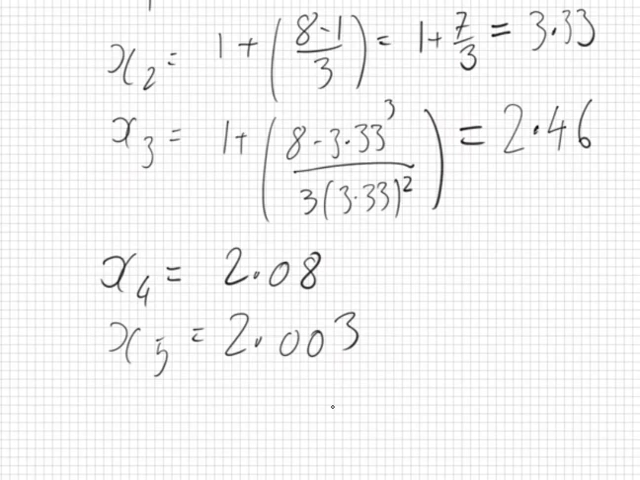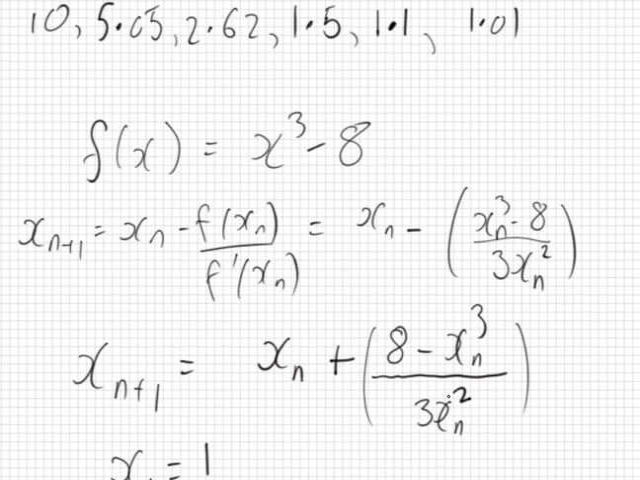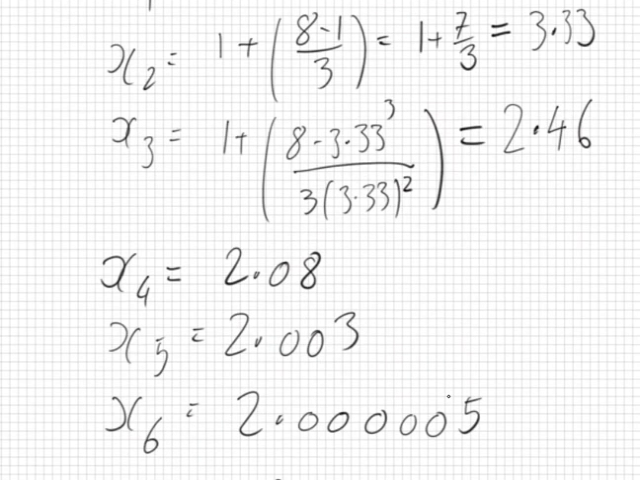And then x6 would equal 2.000005. So what do you think the answer here is moving towards? Yeah. x, the root, will equal 2. Which of course if you look back at the question, yeah, 2 cubed minus 8 is 0. Remember I showed you a quick way to do these recursive sequences in semester 1 on the calculator.